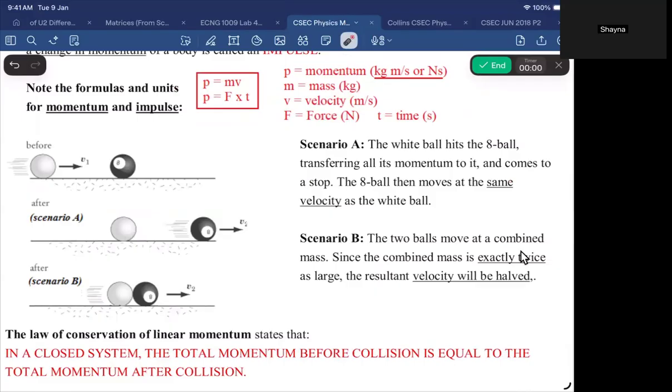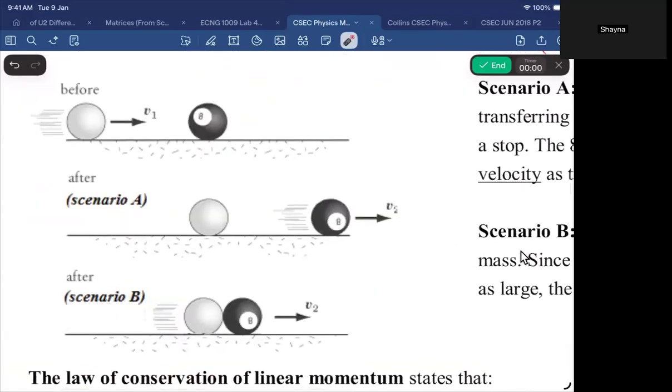Yes, sir. It makes sense. So in scenario B, instead of the white ball transferring all of its momentum to the eight ball, and the eight ball now moving at the same velocity as the white ball previously, what's happening is that when the white ball hits the eight ball, it's going to move as one mass.